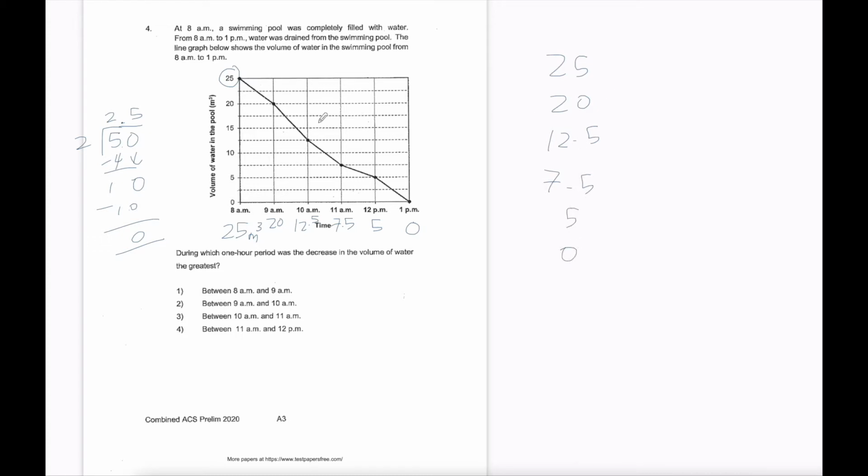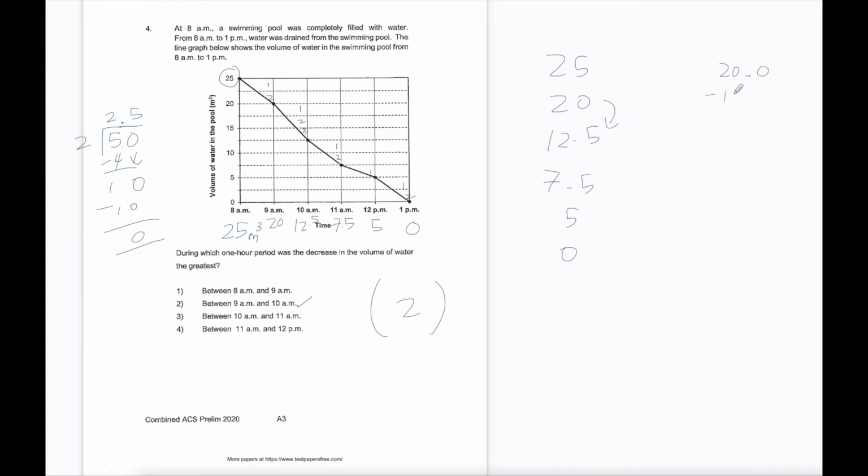From the graph, we can actually see that this is the most, because it dropped by 3 rectangles. The others dropped by 2, 1 or 2 rectangles. Do you understand? So 3 rectangles is the most, so from 9 to 10. My answer will be 2. From 9 to 10 is from 20 to 12.5.